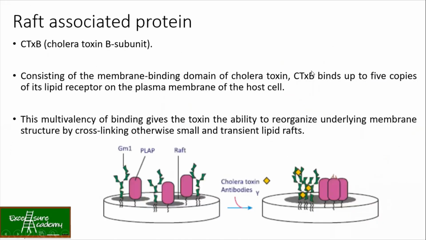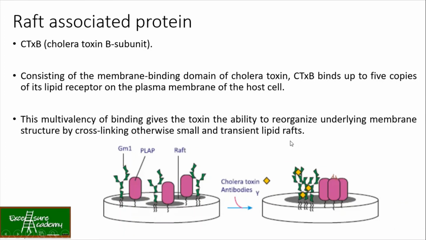coming to the raft associated protein. This is the best example of how cholera toxin is affecting the host cell. Now, it is the cholera toxin B subunit, which is released by the cholera bacterium. So this is actually a toxin. Now, how it is affecting us is what is shown in this figure. It consists of the membrane binding domain of the cholera toxin CTXB, which binds to 5 copies of its lipid receptor on the plasma membrane of the host cell. This multivalency of the binding gives the toxin the ability to reorganize underlying membrane structure by cross-linking otherwise small and transient lipid rafts.